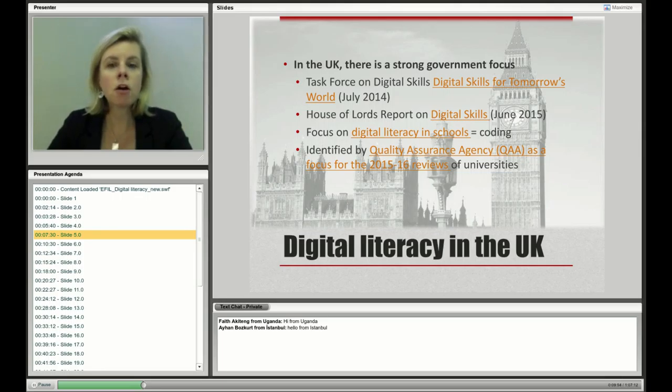And then interestingly, in higher education, we have a body called the Quality Assurance Agency. So they look at standards in higher education, focusing on teaching. And they have announced that the reviews that they'll be doing in universities, one of the focuses is actually going to be digital literacy. So they're looking to see how digital literacy might be supported, embedded throughout universities when they review their teaching. So that has definitely generated a lot of interest in digital literacy in the UK.